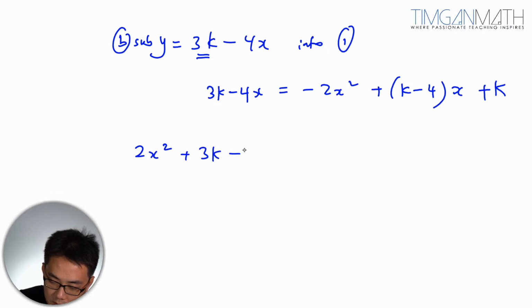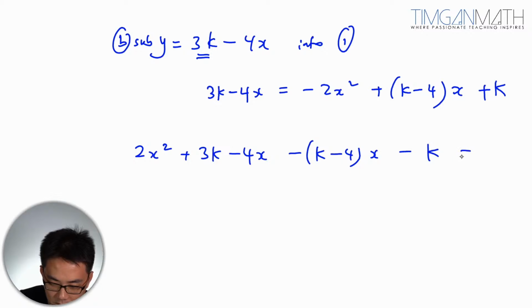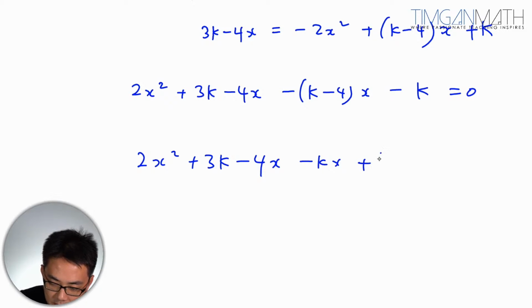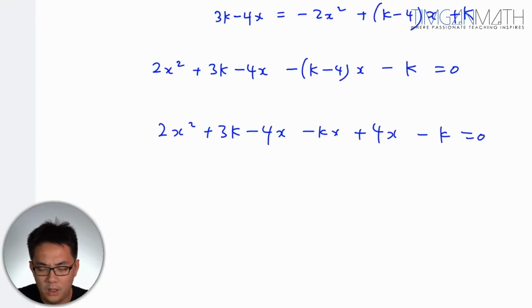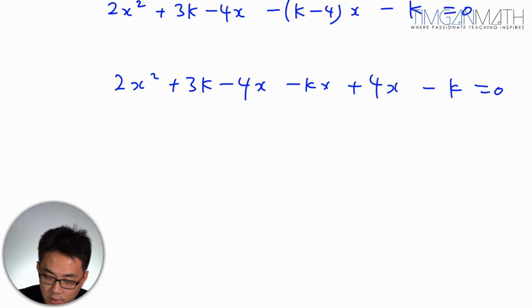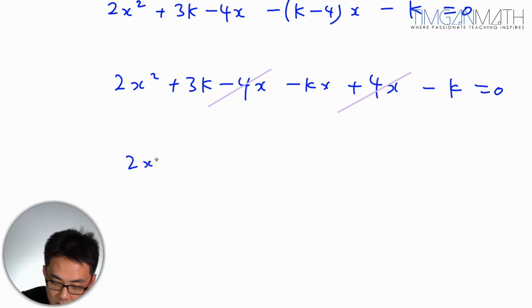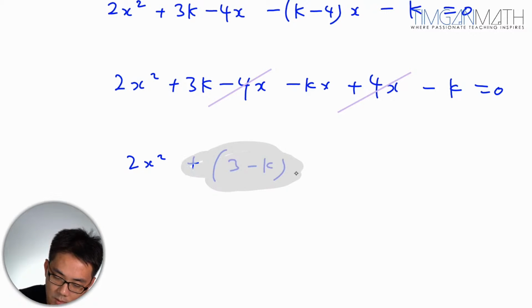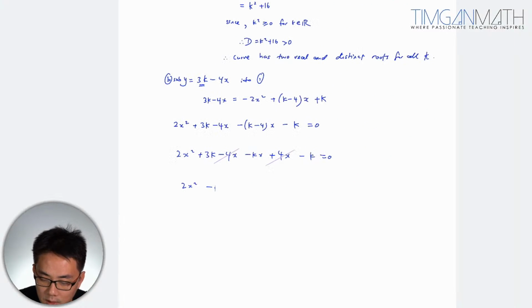Plus 3k minus k minus 4x minus k equals 0. After which 2x squared plus 3k minus 4x minus kx plus 4x minus k equals 0. And this would cancel away each other very nicely here and here. And my k over here, this will be 2x squared plus 3 minus k, sorry, minus k plus 2k equals 0. Okay, so that's how.